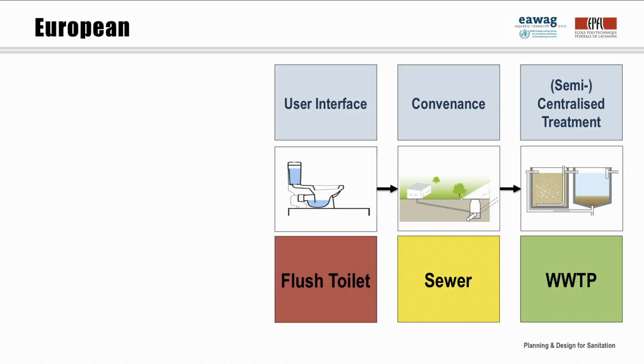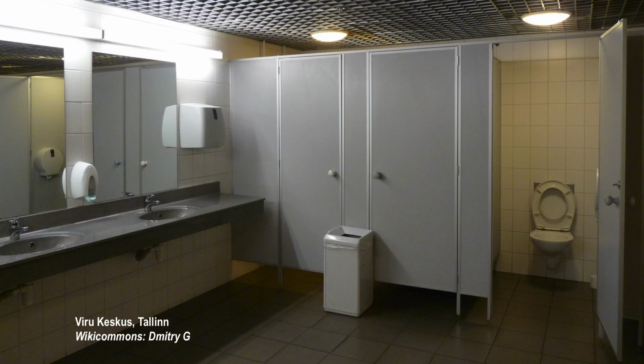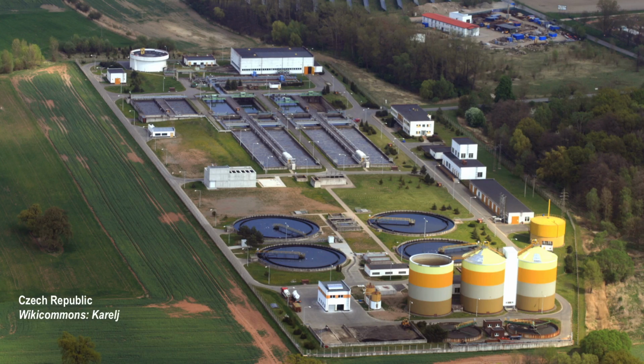The sanitation system that exists across most of Europe consists of a flush toilet connected to a sewer. The sewer transports the black water to a wastewater treatment plant where it is treated to an acceptable quality before it is discharged. Here we can see that the system requires the combination of technologies from 3 different functional groups: user interface, conveyance, and treatment.